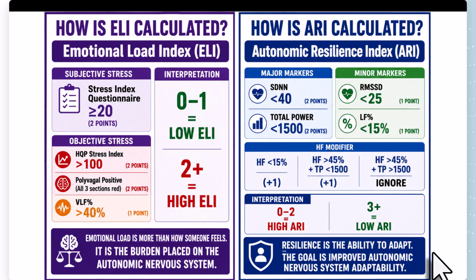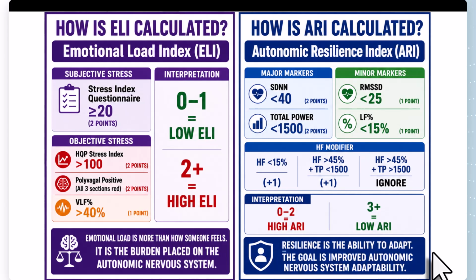And what you want to know is if the ELI is low or high. If it's over 2, plus 2, 3, 4, then it's going to be in the high zone. So you just need to know if it's low or high. Emotional load is more than how someone feels. It's the burden placed on the autonomic nervous system, right, from that aspect. So then we go over to the other side. How is the autonomic resilience index doing? And we're going to look at that.